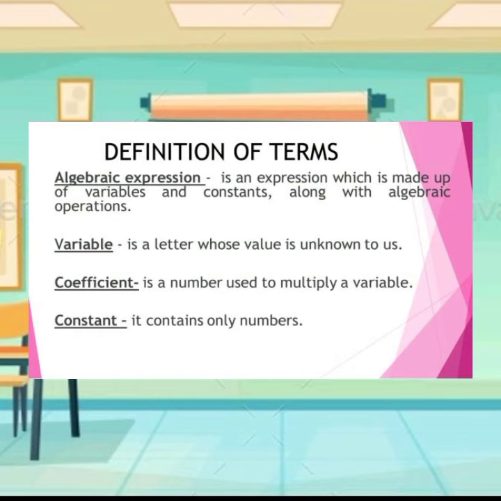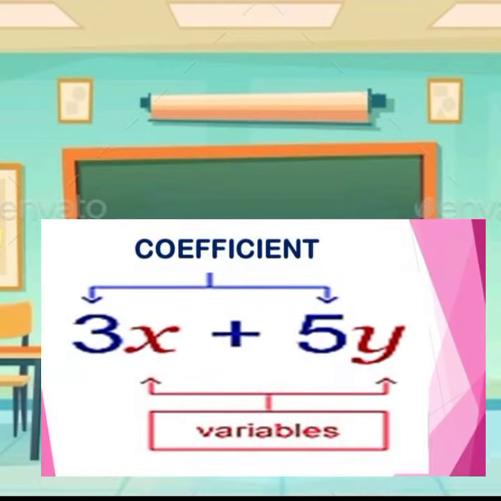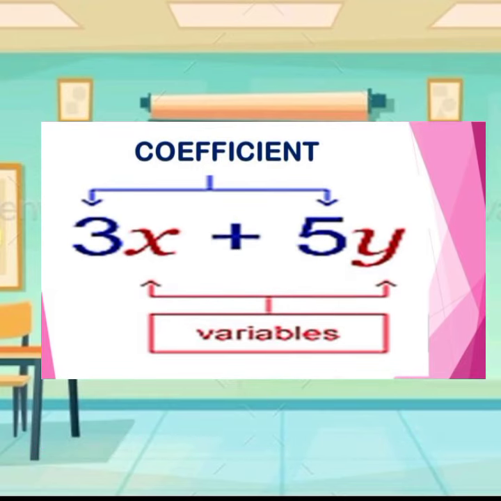The next one is the coefficient. When we say coefficient, it is the number beside the variable. When the variable and number combine together, we use the operation multiplication. And the last one, we have the constant. When we say constant, it contains only numbers. We have here an example, which is 3x plus 5y. As you have seen in our example, we have the numbers 3 and 5, which we call the coefficients. And we have also the letters x and y, which we call the variables.